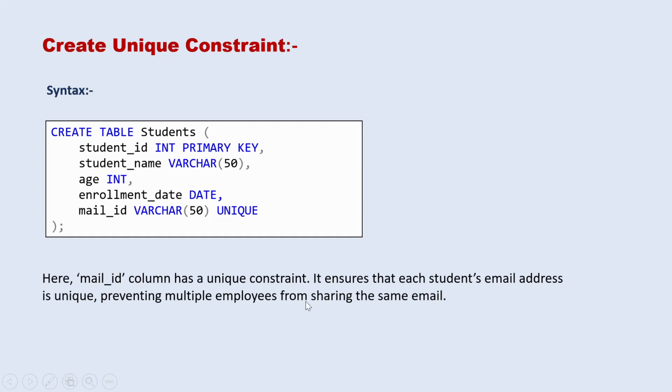Okay. So what is the functional use of this one? It is written here. Mail ID column has a unique constraint. It ensures that each student's email ID or email address is unique, preventing multiple employees from sharing the same email. So of course, every individual should have their unique mail ID. So we can ensure this by creating unique constraint on this mail ID column.